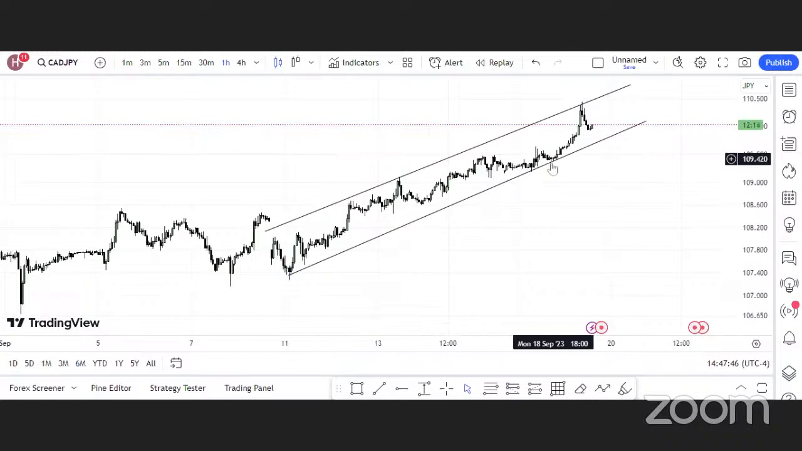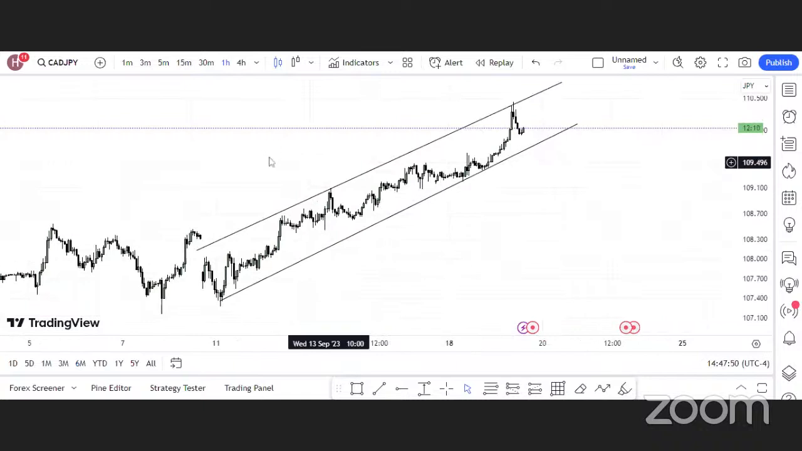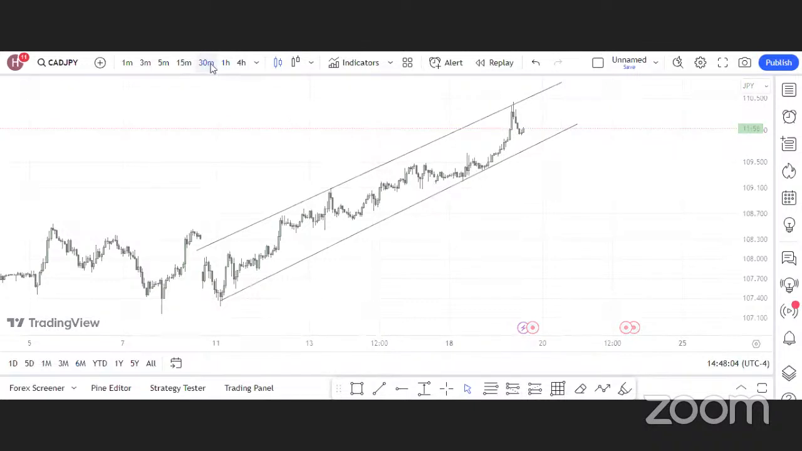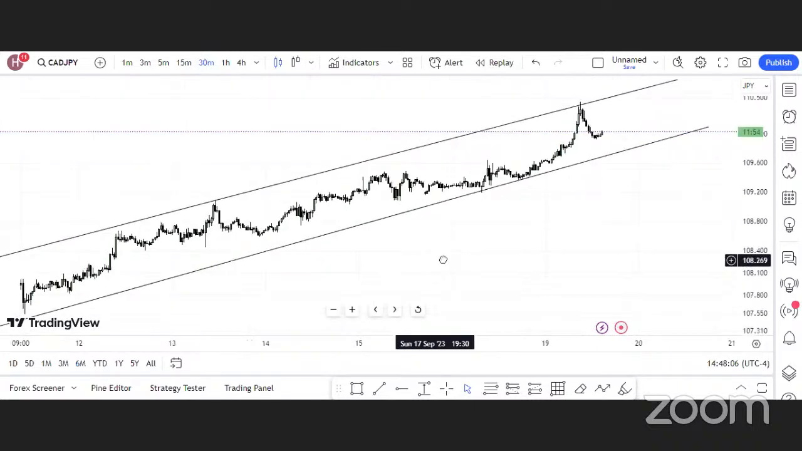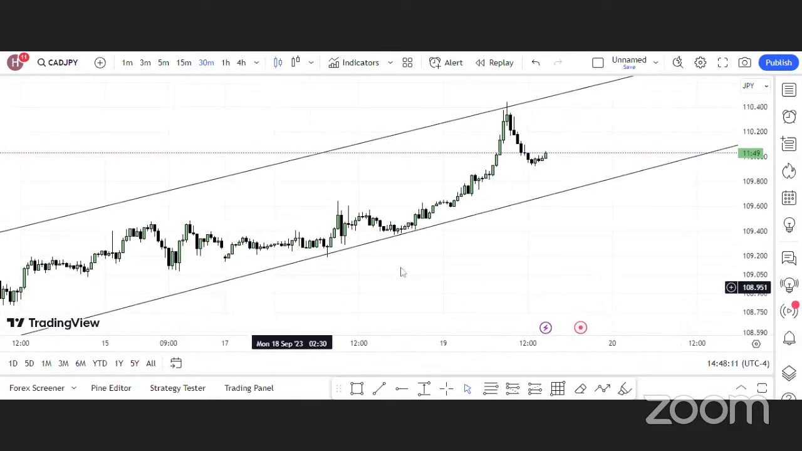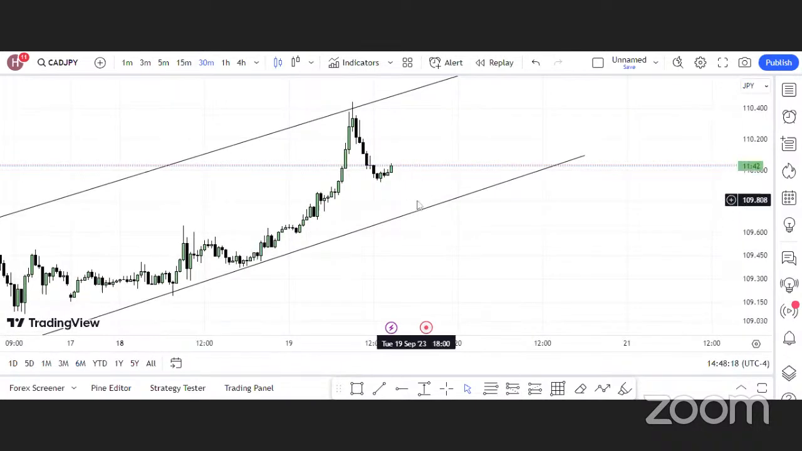So the next thing I want to do now is, I have all these touches, and I know the market is going to continue to the upside. Why? Because my 4 hour is telling me the market is on an uptrend. So now I want to come down to the 30-minute time frame to get a better view of what is going on in the current price action. You see, it is still following our channel.